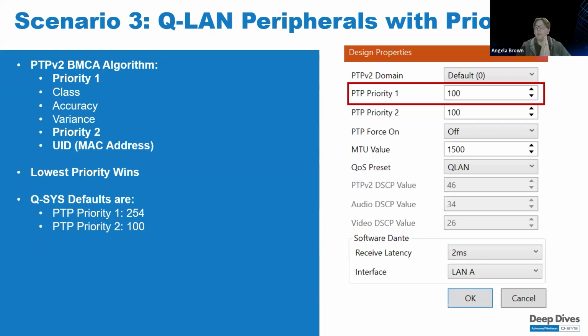Micah, what would be the use case to set PTP priority 1 and 2 to different values? We're actually going to answer that as we go along. So bear with me a little bit, and if I haven't answered that in the next 15 minutes or so, I'll come back and get you covered.